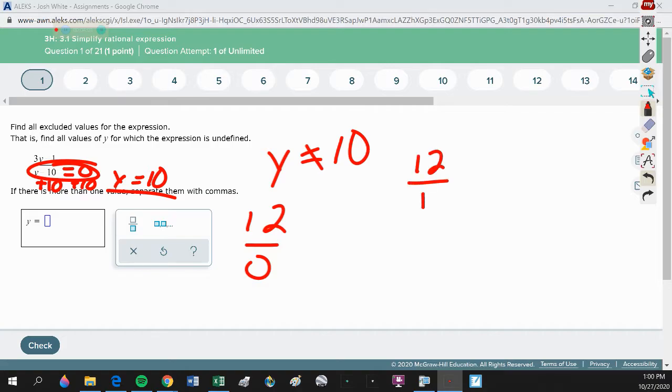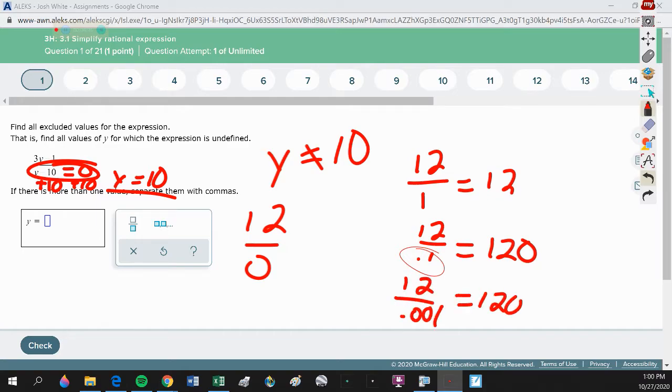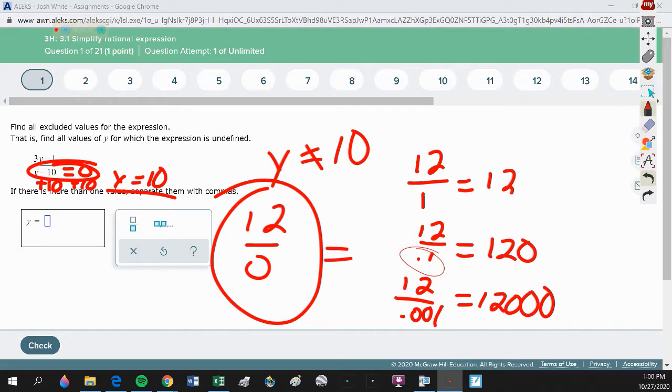So then let's do something easy. So 12 divided by 1 is 12. 12 divided by 0.1 is 120. So that means every piece is 0.1, a 1/12 of a foot long. Well, 12 divided by 0.001 is 12,000. Do you see what's happening? If the bottom gets smaller and smaller and smaller, then the answer gets bigger and bigger and bigger. So when I ask you to divide by 0, the answer is going to be infinity.